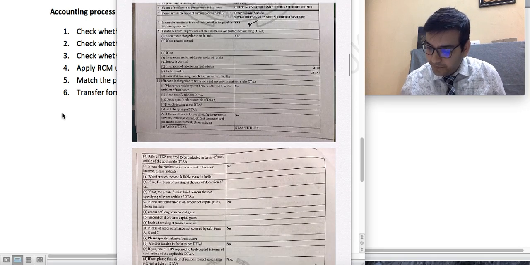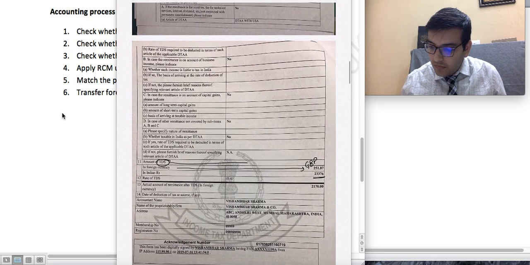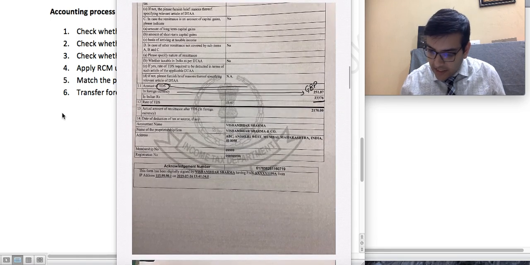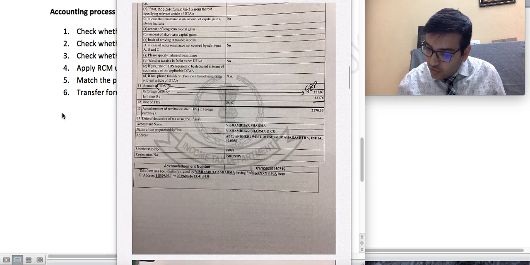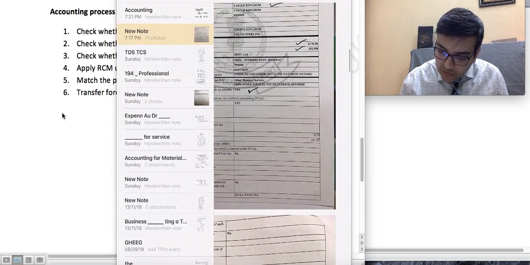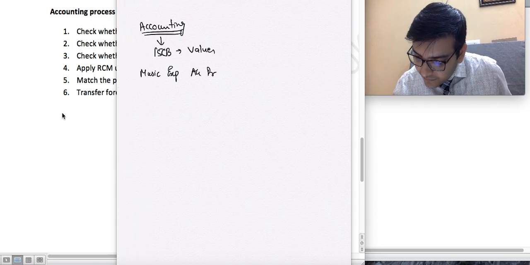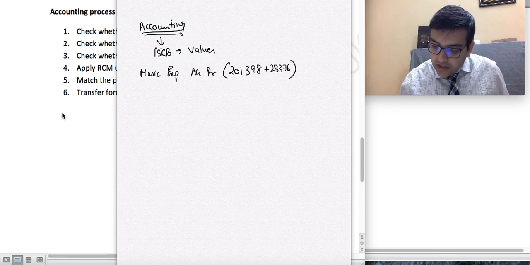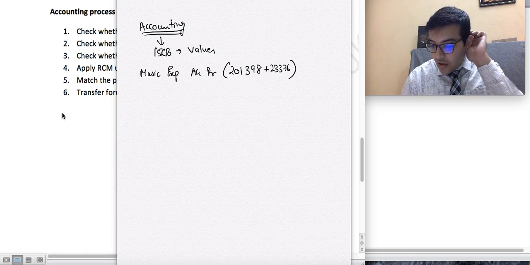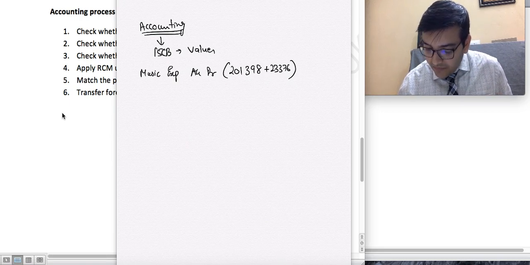So we will calculate how much it is and we'll book it there. 23,376 and 2,01,398. So let us write down the accounting entry. We'll write the total amount. This is the expenditure part, expense debit. Now we'll not book TDS here, we'll club it into another entry we'll make.